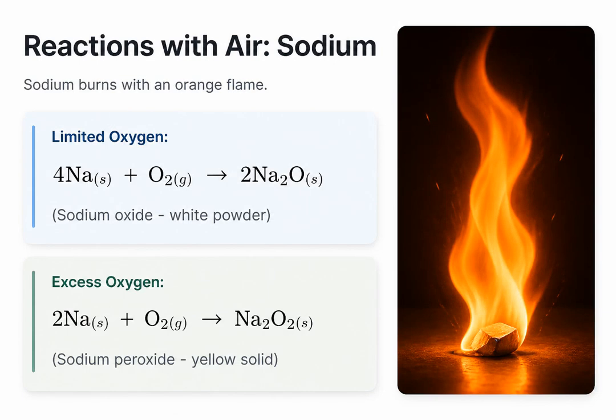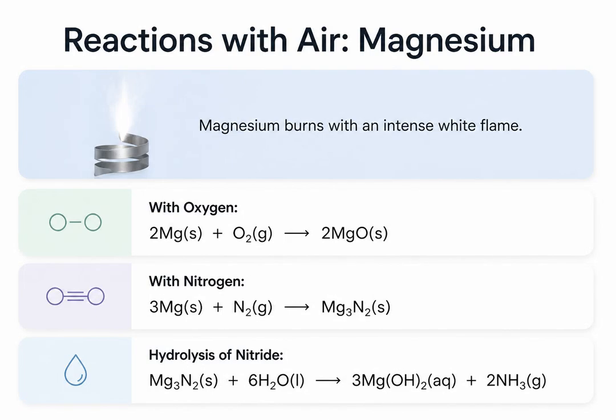Sodium is highly reactive. When heated in oxygen, it burns with a bright orange flame. If oxygen is limited, it forms a white powder of normal sodium oxide. But in an excess supply of oxygen, it produces a yellow solid known as sodium peroxide. Magnesium burns with a blinding, intense white flame to form white magnesium oxide.